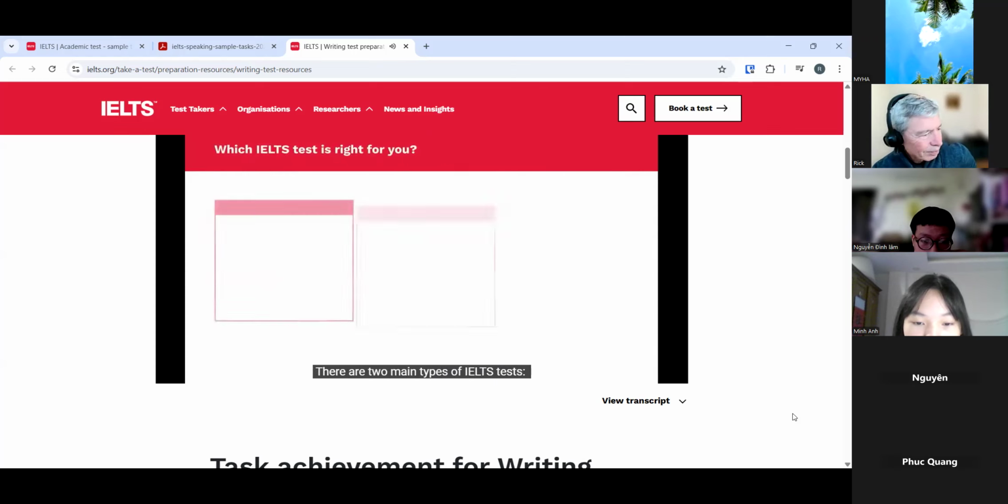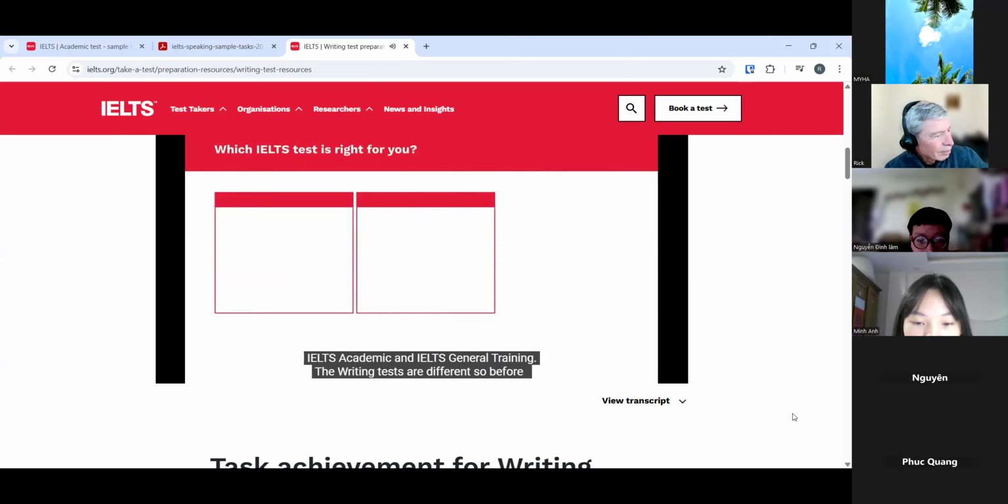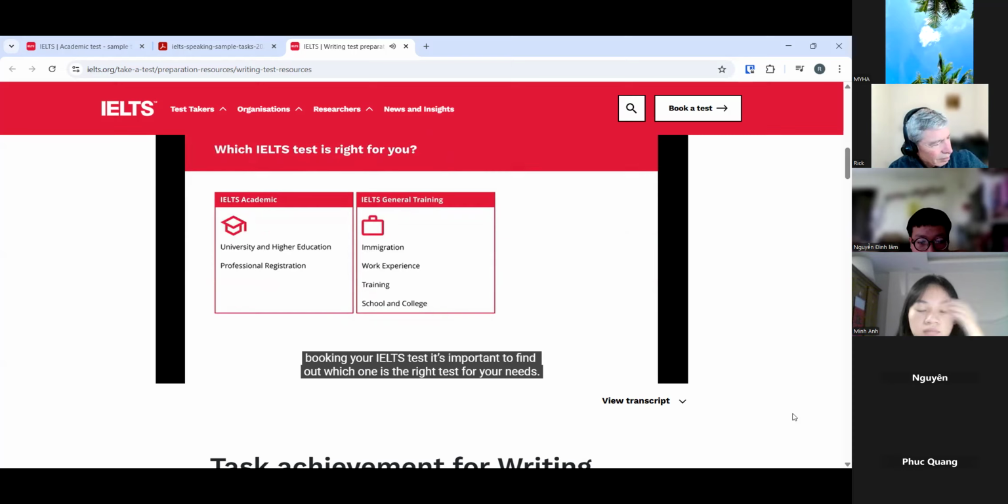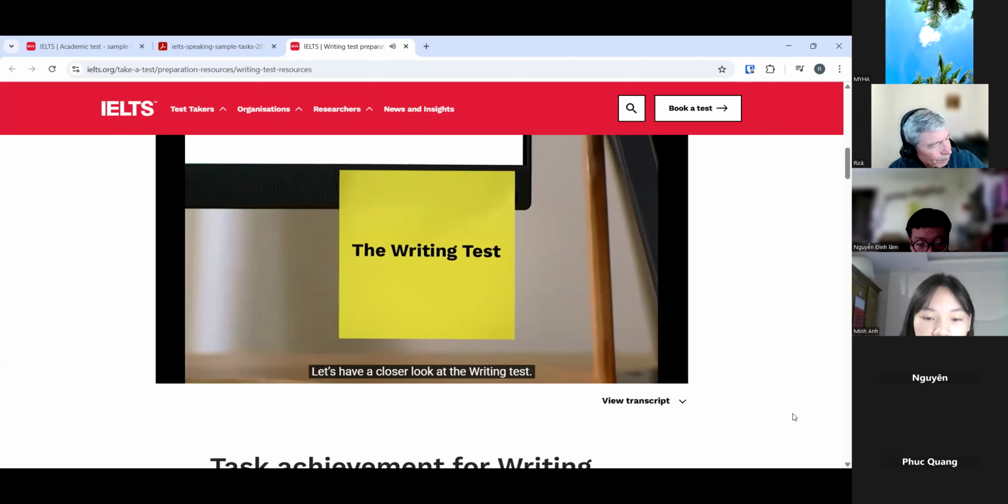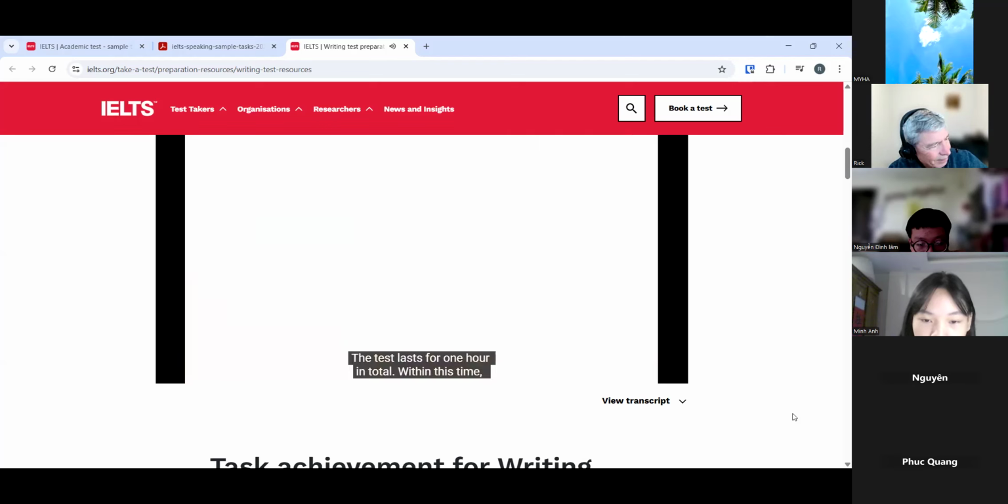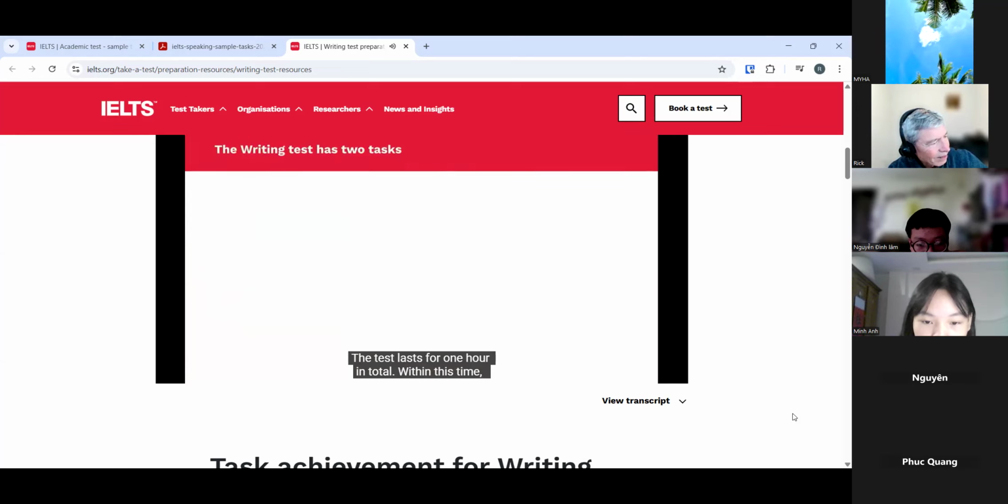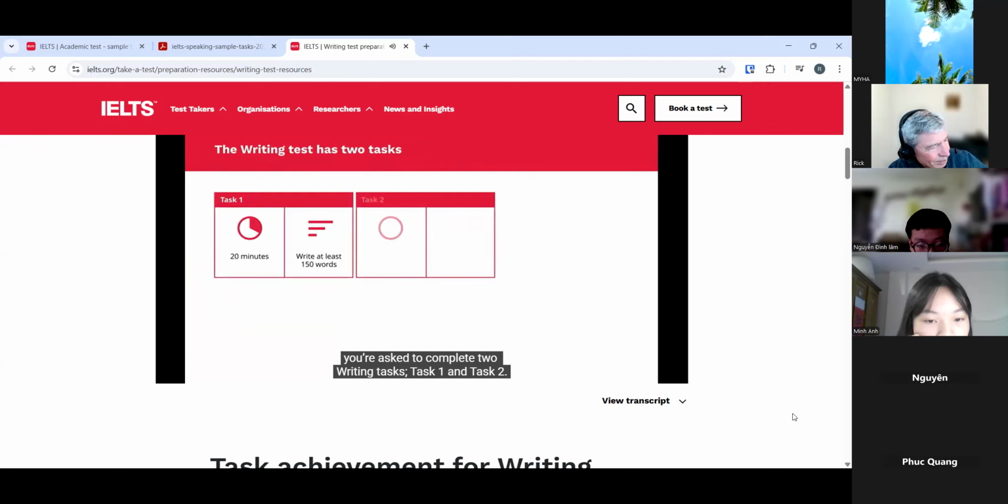There are 2 main types of IELTS tests: IELTS Academic and IELTS General Training. The writing tests are different, so before booking your IELTS test, it's important to find out which one is the right test for your needs. You can find out more about this on the IELTS website. Let's have a closer look at the writing test. The test lasts for about 1 hour in total. Within this time, you're asked to complete 2 writing tasks, Task 1 and Task 2.